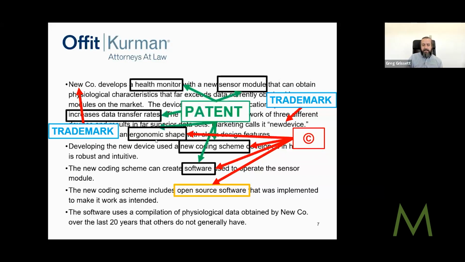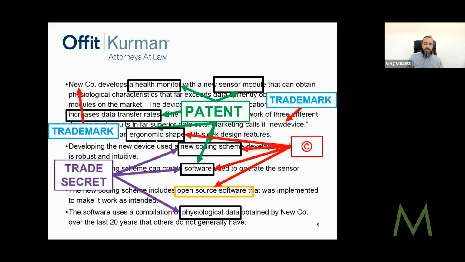Now, if we look at patents, patents can be applied in a lot of different places: to the health monitor itself, the new sensor module, perhaps a method of increasing data rates in a sensing device. The ergonomic shape could be the subject of a design patent. To some extent, the coding scheme and the software can also be part of a patent strategy. And then trade secrets, perhaps part of the coding scheme or the software, and certainly the physiological data.